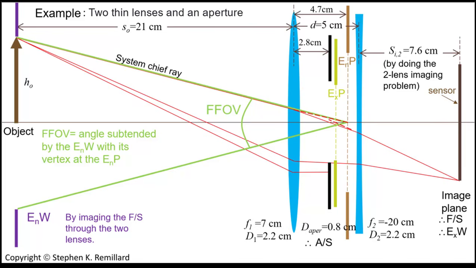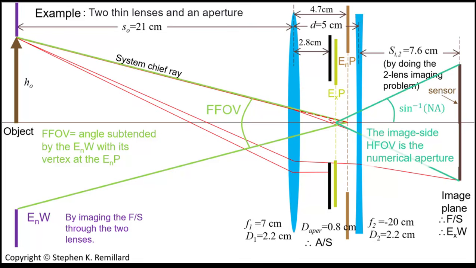There's also a field of view on the image side. It's defined by the angle that subtends the exit window with its vertex at the exit pupil. But even more important is the half angle. The sine of that half angle is called the numerical aperture, or NA, of the system.